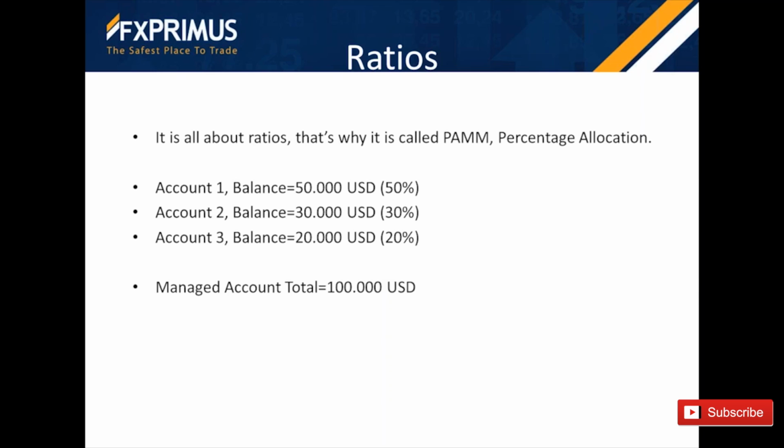Now for the PAMM, it's all about ratios. That's why it's called PAMM. As we said before, percentage allocation. A simple PAMM account can be made up of, for example, three investors, one that has a balance of $50,000 US dollars, another has a balance of $30,000 US dollars, and another a balance of $20,000 US dollars. And as you can see here, the percentage allocation of the first account is 50% of the whole pool. The second one is 30% of the whole amount, and the third one is 20% of the whole amount.